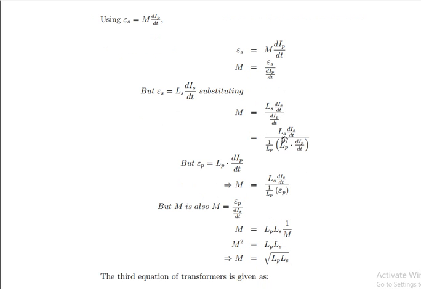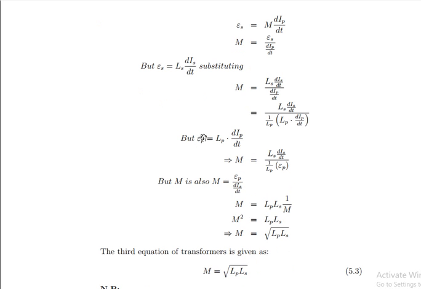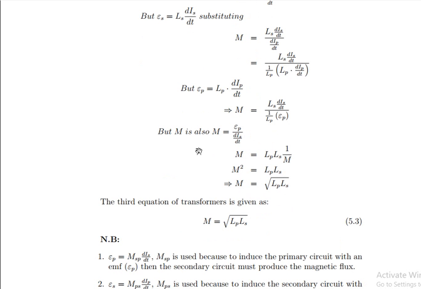Now, if I multiply inside here by LP and outside, there is no change. So you have LP here, dIP over dt, and 1 over LP here. So now we know that the EMF of P is equal to LP times dIP over dt. So we see that inside here is the EMF of P. So we substitute here the value of EMF of P. So we have the mutual inductance M equal to LS dIS over dt over the EMF of P. So now we have the value of the mutual inductance.